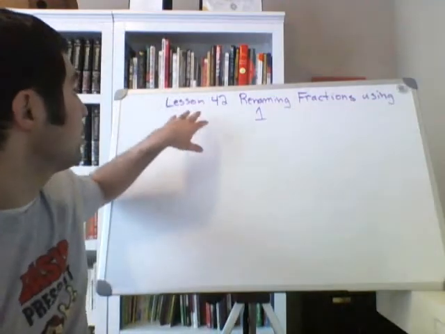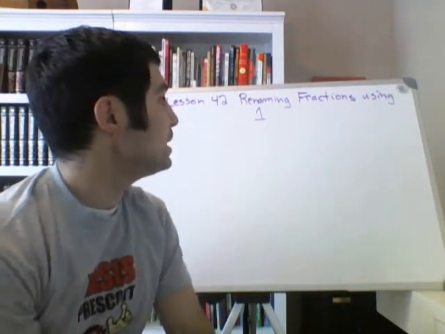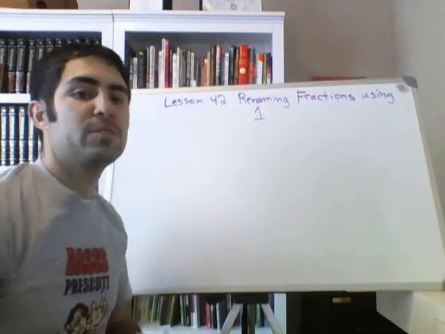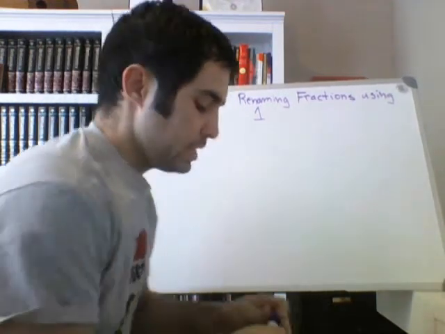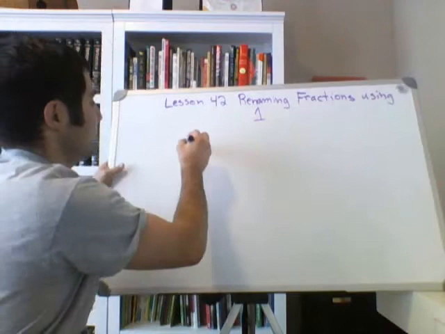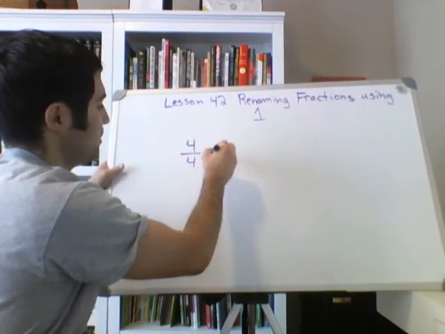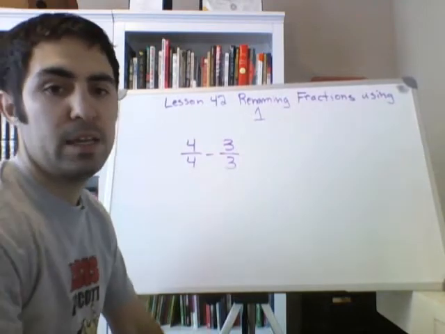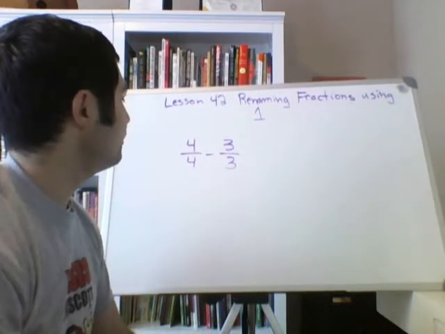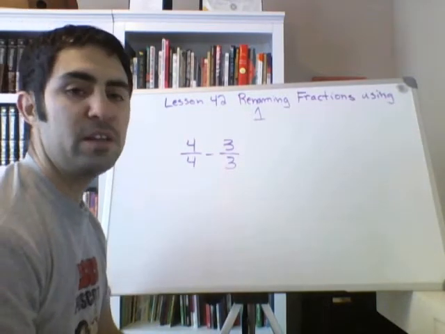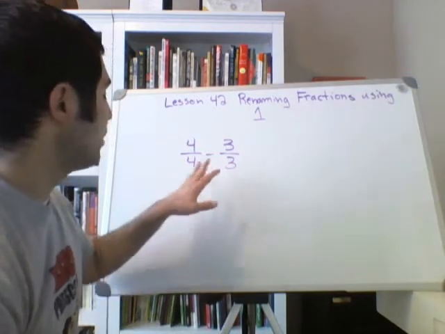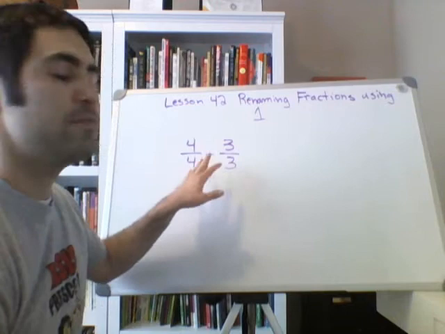But anyway, we're gonna do lesson 42, and it's renaming fractions using 1. There's a problem that a couple of you have asked me about on the homework, and it goes something like this: 4/4 minus 3/3. I think people are trying to solve it by finding a common denominator and doing stuff like that. But there's a different way to solve this, and it's very simple.